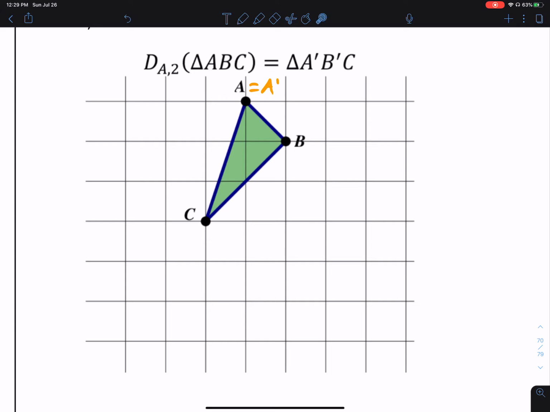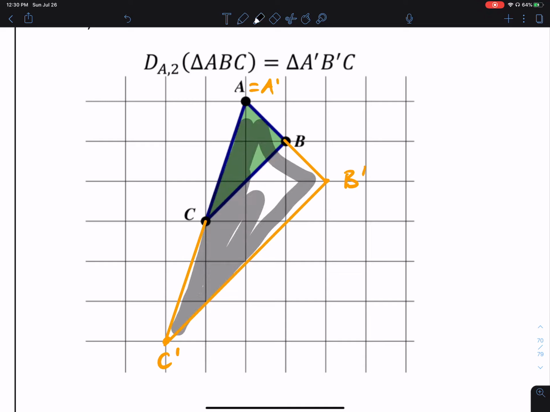C, it's left 1 and down 3. So if we go left 1 and down 3 again, it's going to put C prime right here. B is down 1, right 1. If we do that again, because it's doubled, it's going to put B prime here. So our triangle, the dimensions are twice as big as the original because we dilated it by 2.